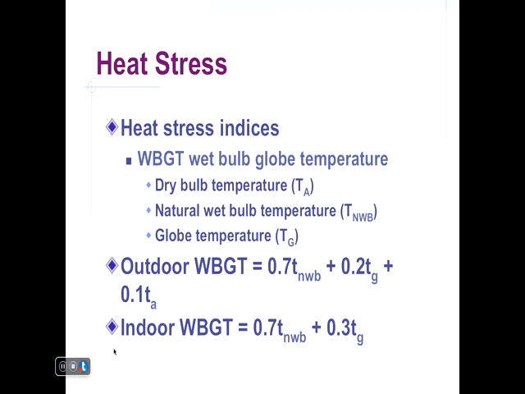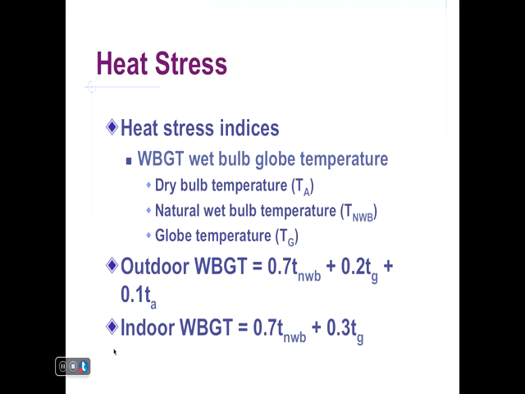And so this is given the most weight of all of the different components that are being measured. In fact, if you're measuring this outdoors, the equation is 0.7 times the temperature of the natural wet bulb plus 0.2 times the temperature of the globe, which is that sphere that measures radiant heat, plus 0.1 times the dry bulb temperature, which is the normal thermometer. So our normal thermometer that we look outside and say, hey, it's 85 degrees outside, that is only 10% of our heat stress index that we use in industrial hygiene.